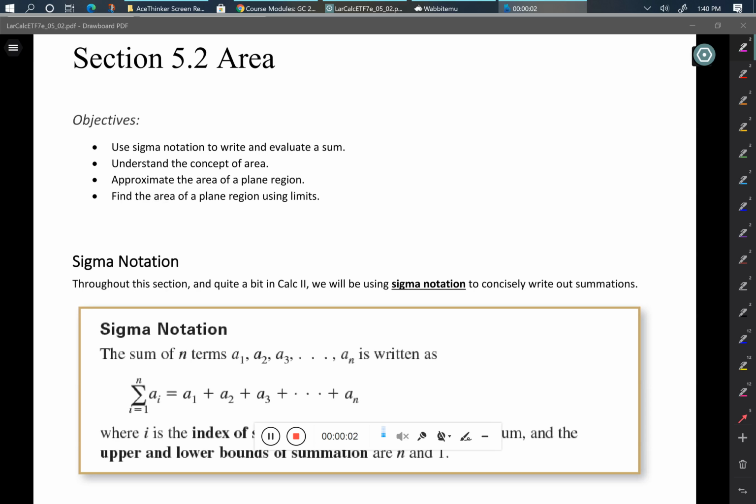All right, so here we go, section 5.2. The title of section 5.2 is area, but that really doesn't give you much insight into what we're doing. We're going to talk about finding the area under a curve on a graph.